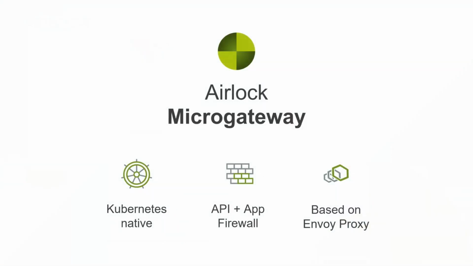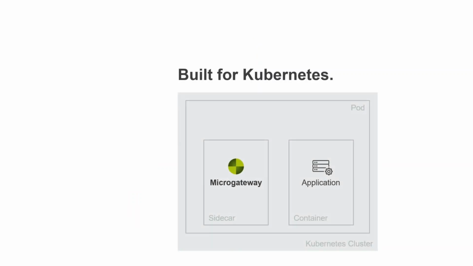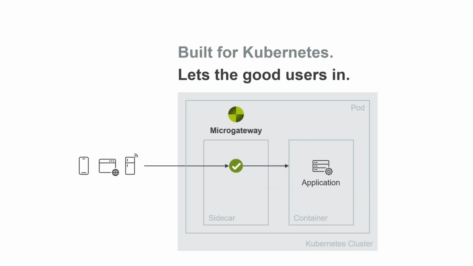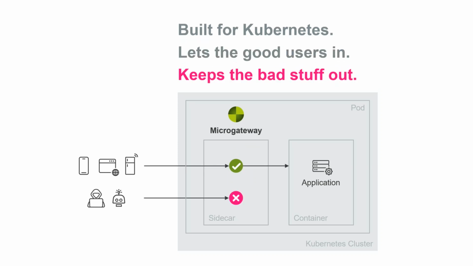For those of you who did not take part in the Airlock Microgateway 4.0 webinar, what is Airlock Microgateway? It is a Kubernetes native solution which provides protection for your APIs and web applications. It is Envoy based, so we enriched Envoy with our filters. It runs as a sidecar to your web application in Kubernetes. It lets good users in and keeps the bad stuff out.